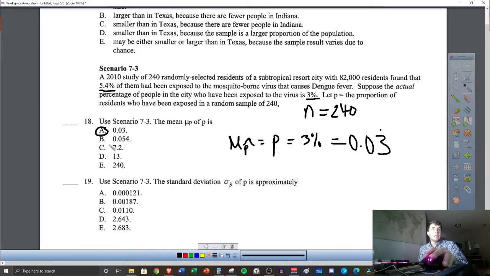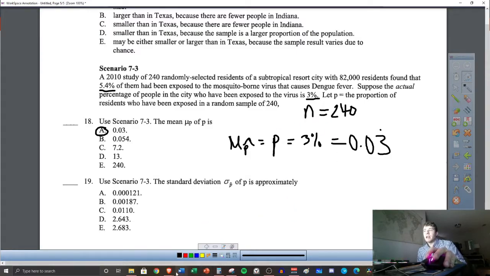So it's not B, even though B is what we'd probably be tempted to put, that's the sample proportion. The mean of the sampling distribution of sample proportions is equal to the true proportion. Now, what's the standard deviation?